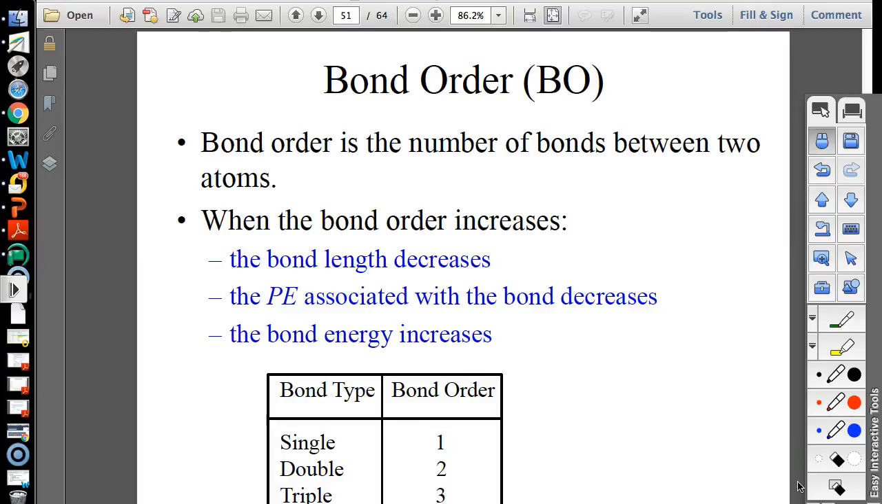Again, 1, 2, 3, single, double, triple. When bond order increases, the length decreases, the potential energy decreases, so you're down deeper in that trough there, and the bond energy increases. And when I say bond energy, think bond enthalpy, which is the energy needed to break the bond. How are you feeling? Still okay?